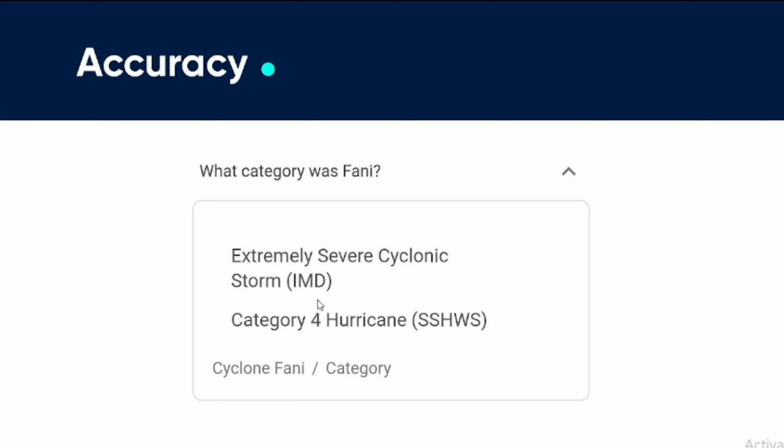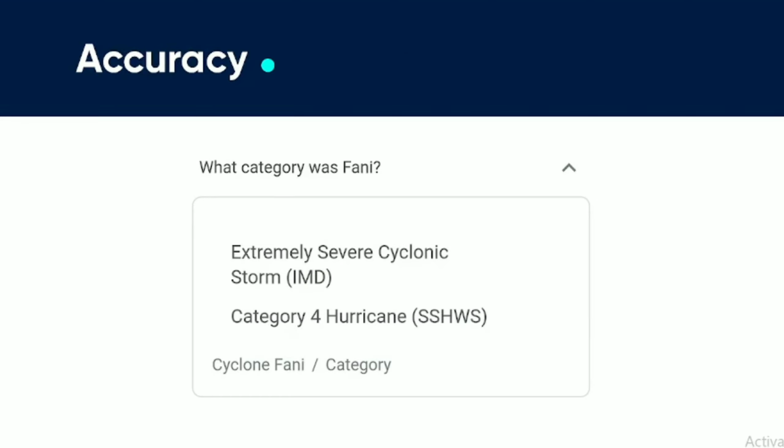Thus we can see that our model predicts the category and intensity of the cyclone very accurately, and we can conclude that our model will be able to predict the intensity even when the cyclone is in its initial condition, because we are taking into consideration the percentage of area covered by the low pressure.